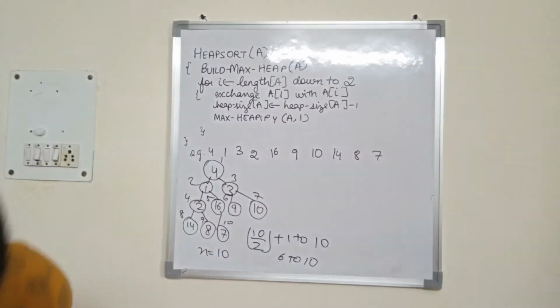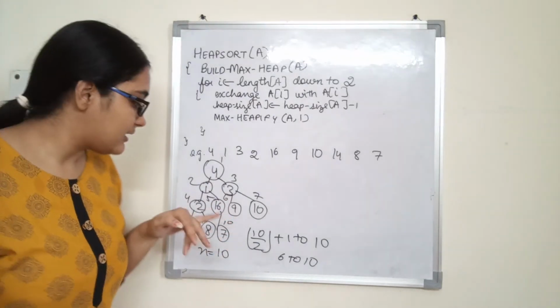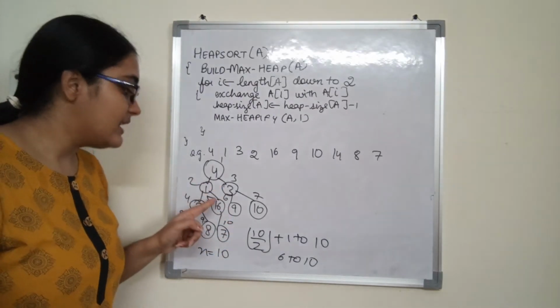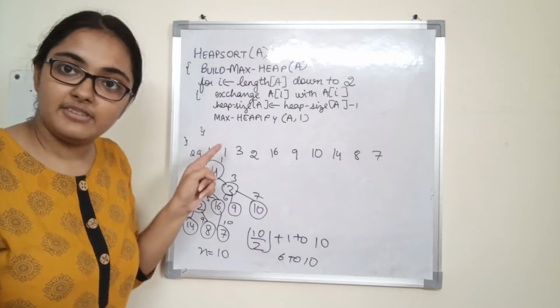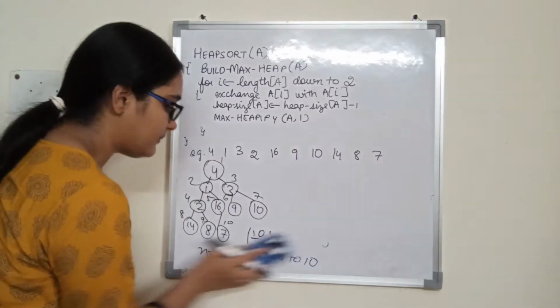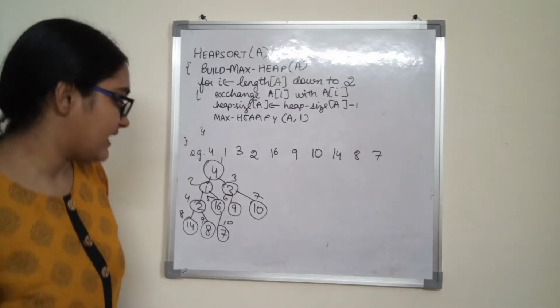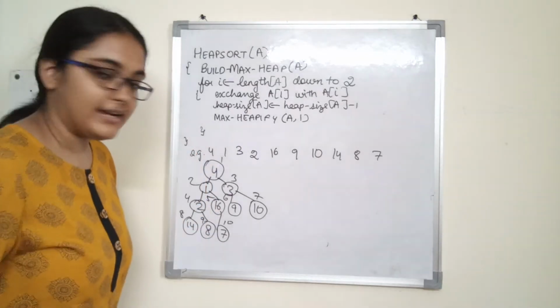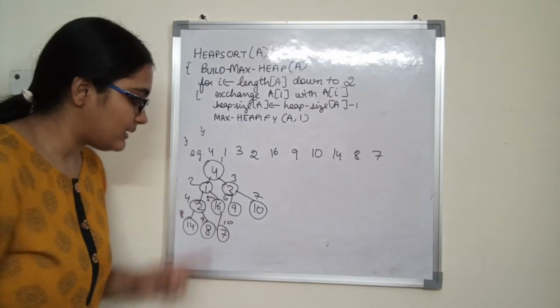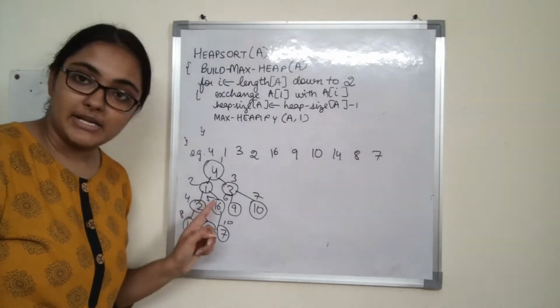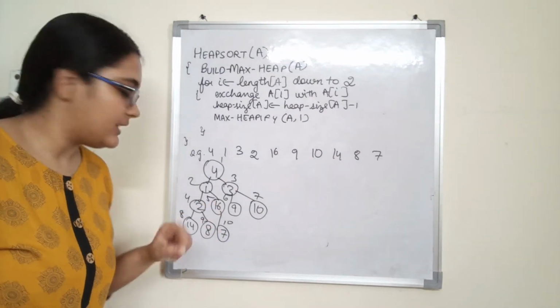So what we do is, starting from the largest non-leaf we call max heapify, till we reach the root. So we call max heapify starting from 5 going till 1. When we call max heapify on this, what will the result be? It will remain the same. Why? The root is already the maximum.